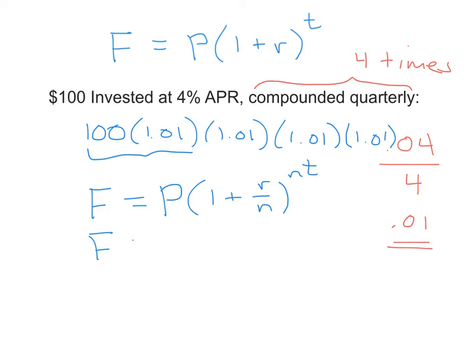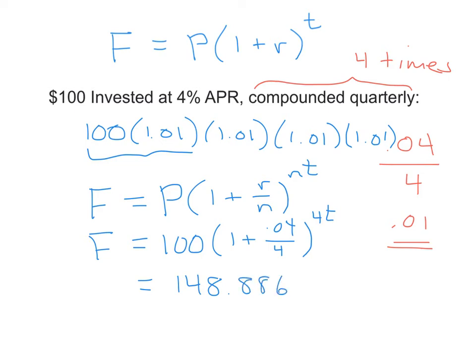the formula for this scenario would be $100, 1 plus my annual rate of interest. They did promise me 4%, chopped into 4 increments because they're chosen to give me my interest quarterly. And then this will be a 4 because I'm getting paid the interest 4 times per year. And for now, I'm going to leave a t in the formula so that I could use this for any amount of years. The answer that I get to this calculation ends up being 148.8863,734.